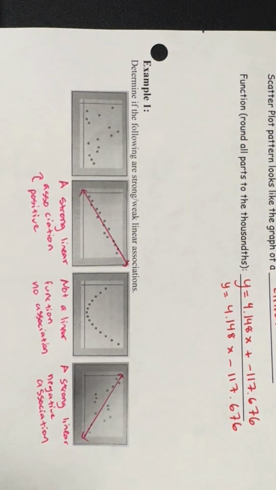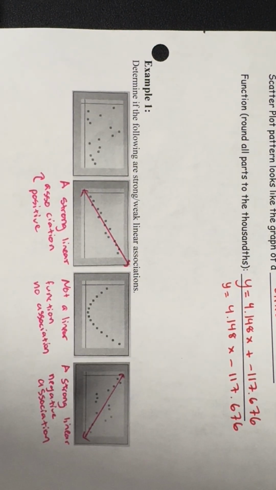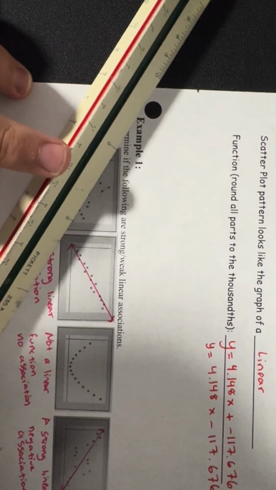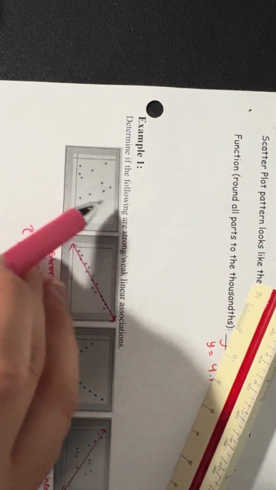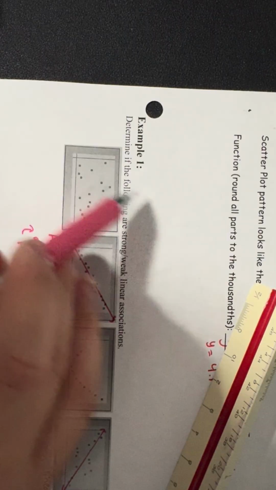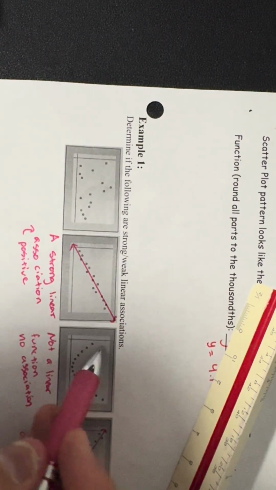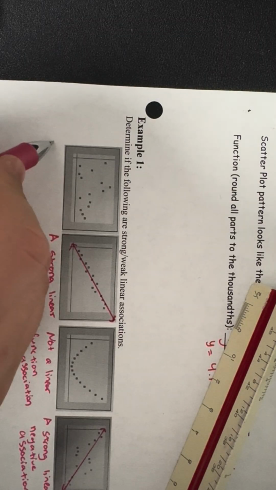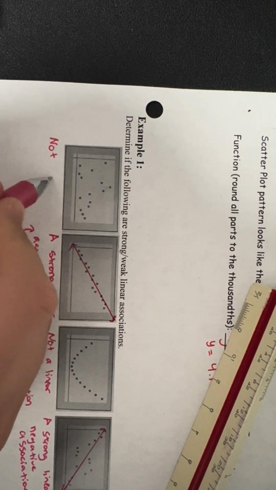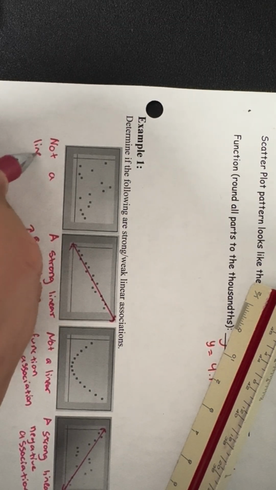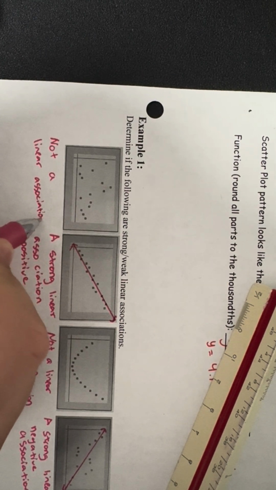Okay, wonderful, fantastic even. Next up here, not so much. There's no way I can write a line. There's no pattern, if you can tell. It's just all over the place, just jumbling around. So this one I'm just going to say not a linear association. This is all over the place. I cannot draw a line.